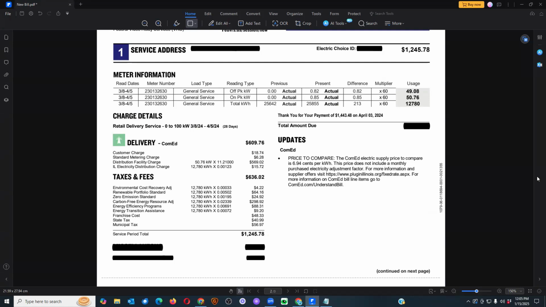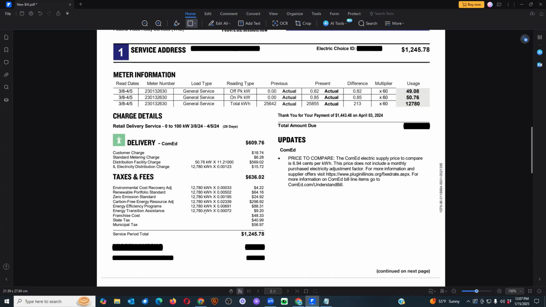Typically, when you look at a supplier rate for the kWh, it'll usually be in one of the line items here. Here you can see for ComEd, they put the price to compare. The ComEd electric supply price to compare is 6.94 cents per kWh. So when a customer is looking at the bill and they say, I'm only paying 6.94 cents, they're only talking about a portion of that. My bill says I'm only paying 6.94 cents.